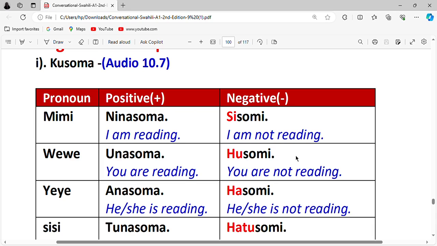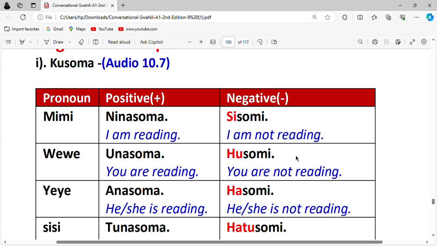The other kind of verbs are verbs of Arabic origin. Verbs of Arabic origin end with i, e, a, or u. An example is jaribu, which means try. Another example is samehe, which means forgive. You see that verb is of Arabic origin. We have sali. Sali means pray. In Arabic, salli means pray.